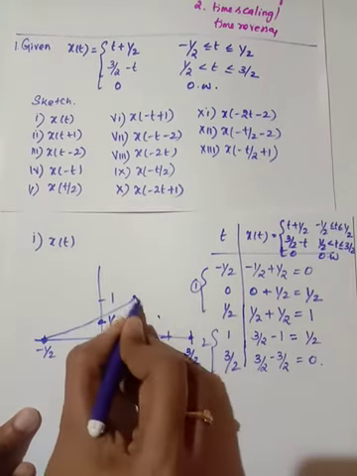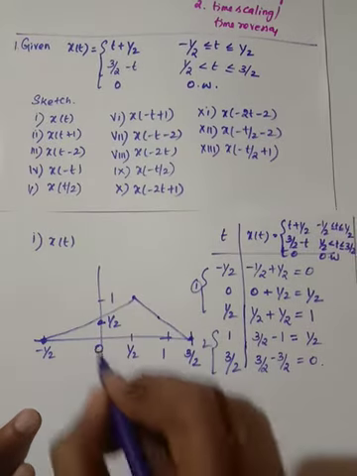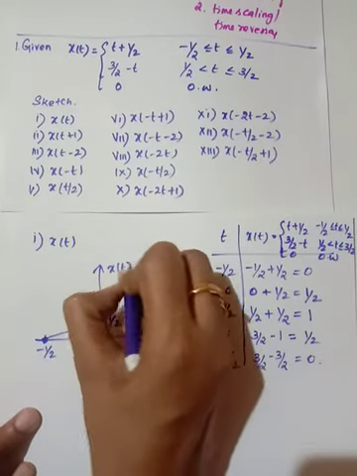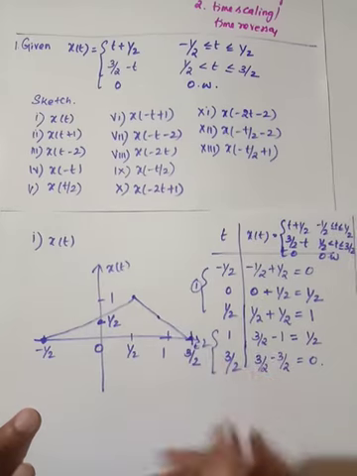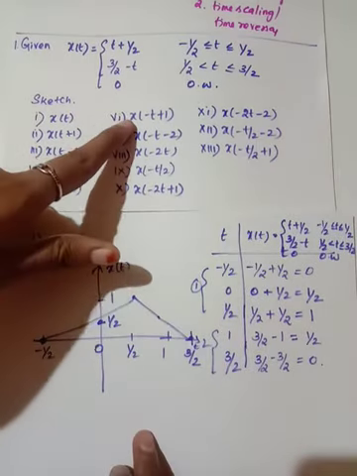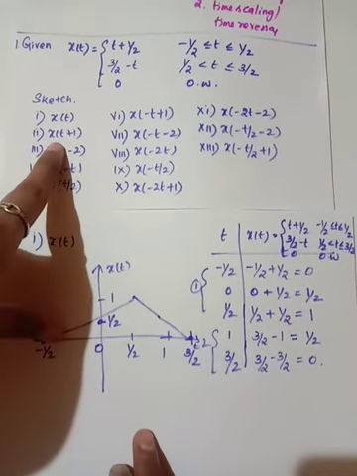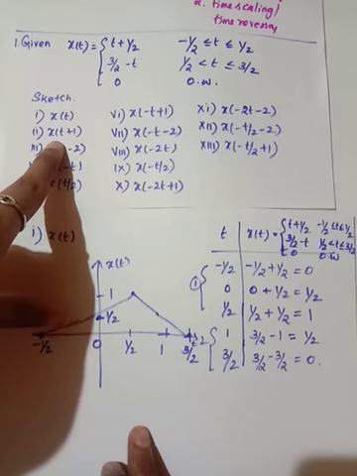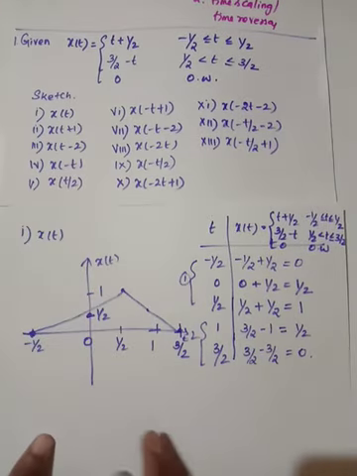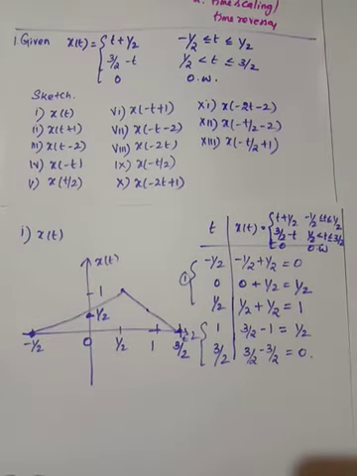Okay, so here the sketch will be like this. So this is what your x of t. Okay, now I need to perform the second operation. What is x of t plus 1? You know how to perform x of t plus 1 using two methods. We will solve using two methods.